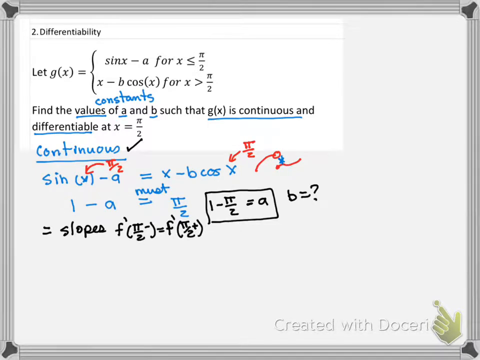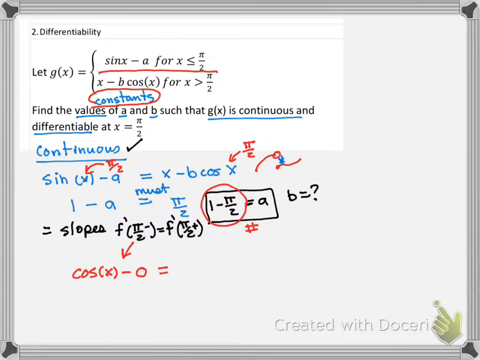So I'll take the derivative of the left side, that's the minus side. The derivative of sine is cosine of x, and the derivative of a is 0 because remember, that's a constant. It's just some number we're solving for. We actually found what it was. 1 minus pi over 2 is just a number, and its slope is 0.